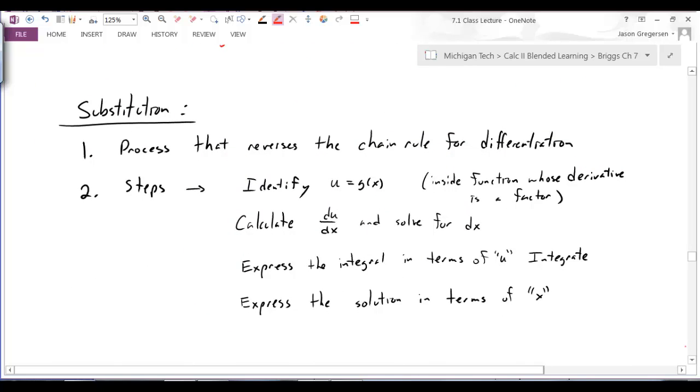So we've summarized this before. We've already reviewed this one a little bit, where we identify that inside function. We're looking for an inside function whose derivative is a factor. We let that be our u. Okay, derivative of u, we solve it for dx. We plug it all in. We write our integral in terms of u, and then we're able to do the integration because it's an easier integral. And then we rewrite our solution in terms of our original variable, x. We've seen that summary before.